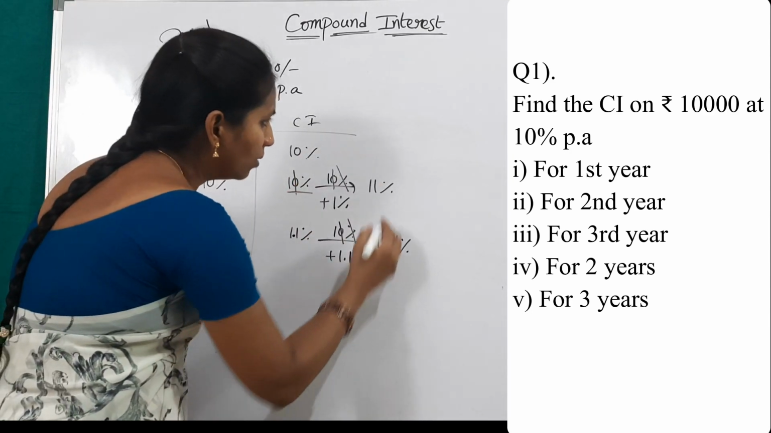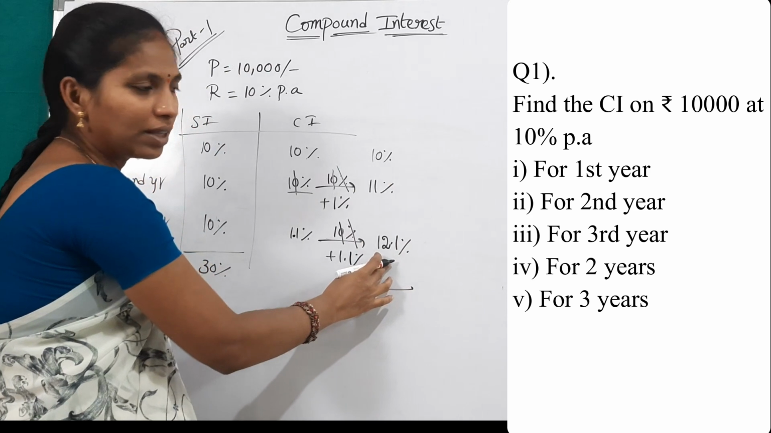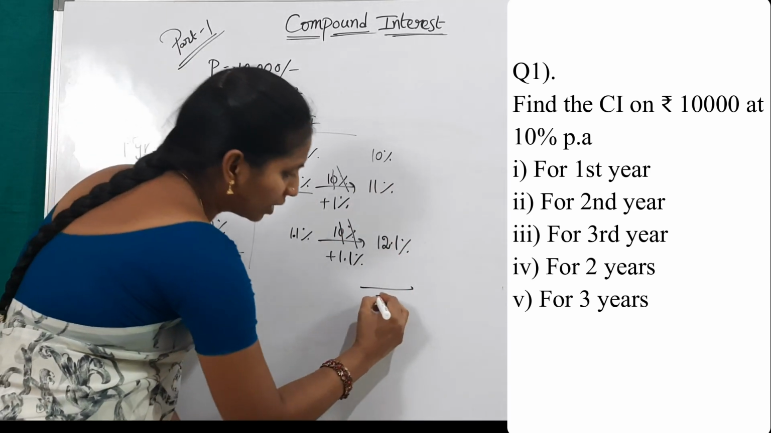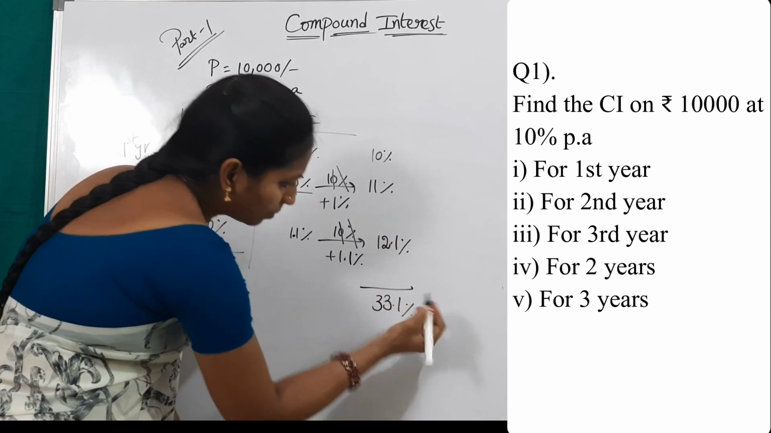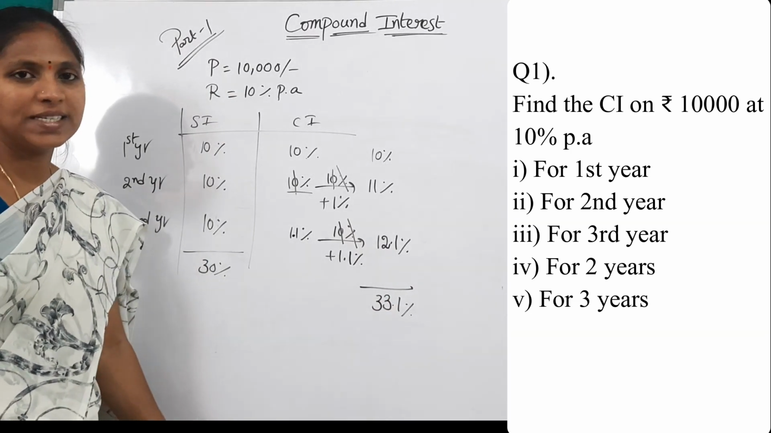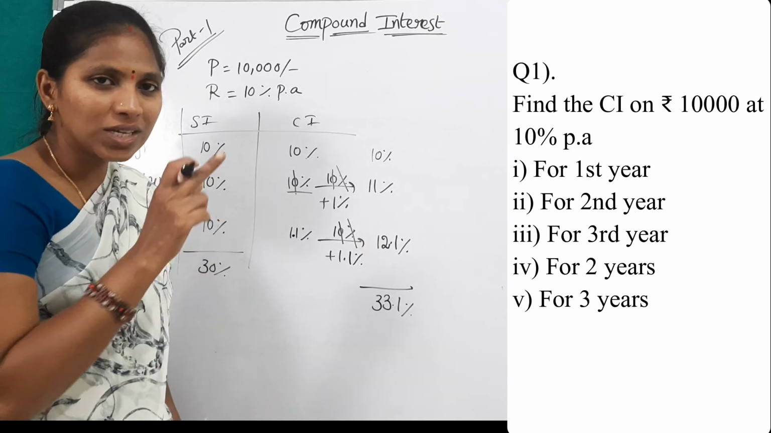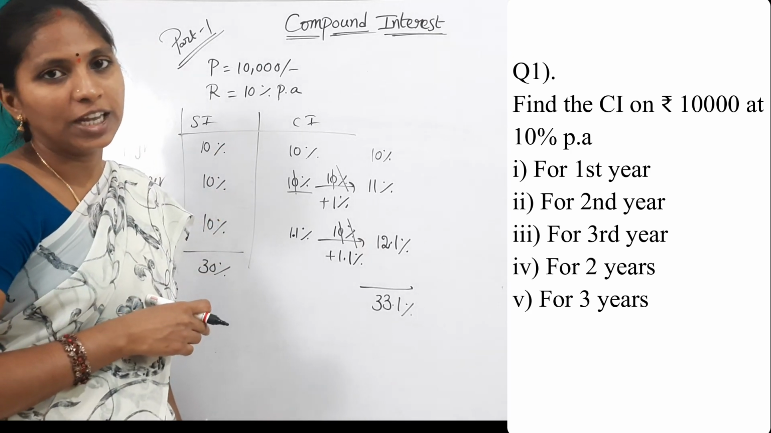Now what is the total? Here simple interest is 10 percentage only. What is the total? 10 plus 10 plus 10, 30, plus 3.1, 33.1. The total compound interest percentage is 33.1 after 3 years if the rate of interest is 10 percentage initially.